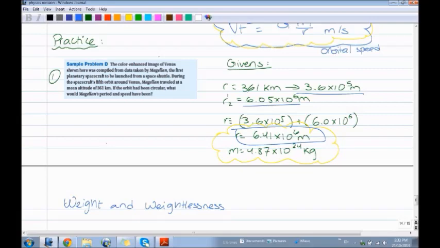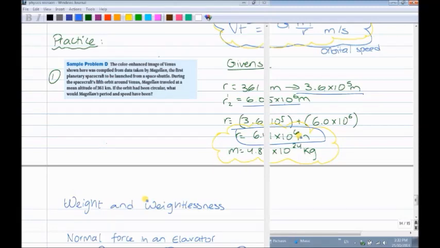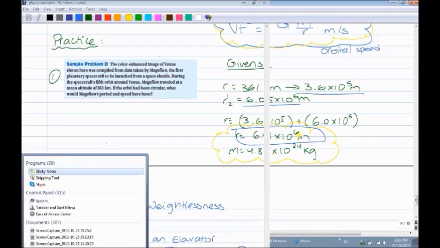Now, the givens are the altitude, 361 kilometers, converted to meters, which is 3.61 times 10 to the power of 5 meters. Now, the second radius, which is 6.05 times 10 to the power of 6 meters. We're going to add these two values, which gives 6.41 times 10 to the power of 6 meters. And the mass is 4.87 times 10 to the power of 24. Now, we have to find the orbital speed and the orbital period. We'll just start with the orbital period.